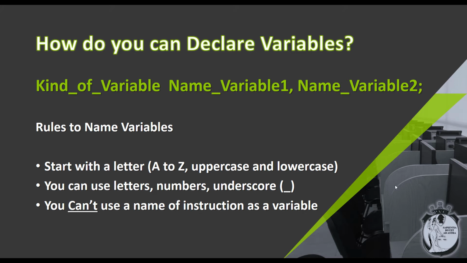There exist rules to name the variables. It needs to start with a letter. It can be in lowercase or uppercase, but remember that the first character of the name of a variable needs to be a letter. Now you can use letters, numbers, and underscore, like your ID. And remember, you can't use the name of instructions as a variable. In the next sample, we will see how it works.